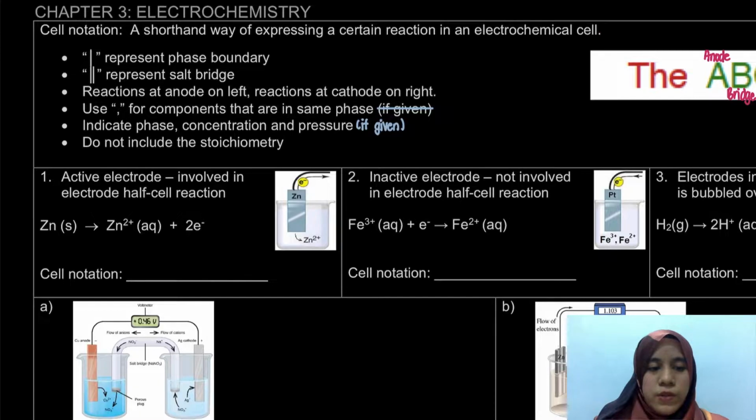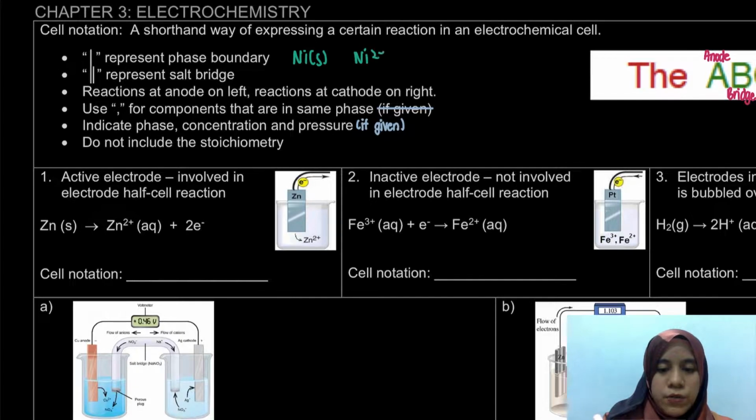So to write down cell notation, there are some requirements and characteristics. The first one, you have to draw one line to represent phase boundary. So what does it mean? If you have two species, nickel solid and nickel 2 plus aqueous, because we have two different phases, one is solid, one is aqueous, you have to draw a line here.